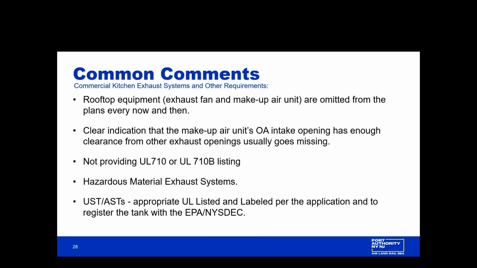Let's see, rooftop equipment sometimes are omitted from plans. Happens every once in a while, but it would be helpful to have the equipment on the roof shown and labeled. Clear indication that makeup air units, outside air intake openings have enough space clearance from other exhaust openings, even vents from plumbing systems. That has to also be considered as an exhaust opening. So that has certain clearance to come away from those devices, those openings. Not providing UL 710 or UL 710B.